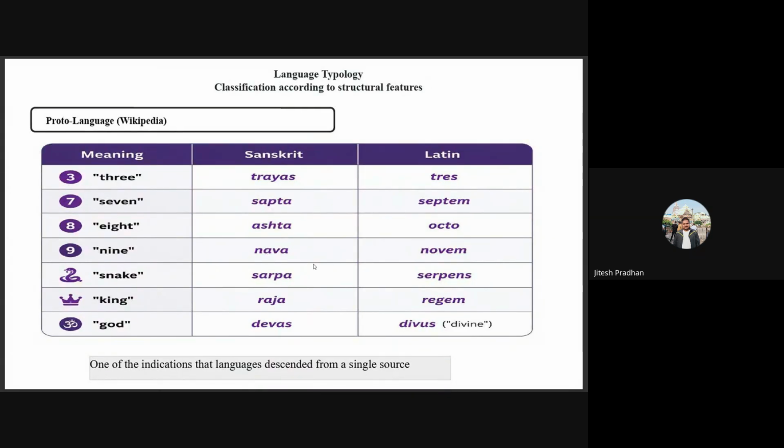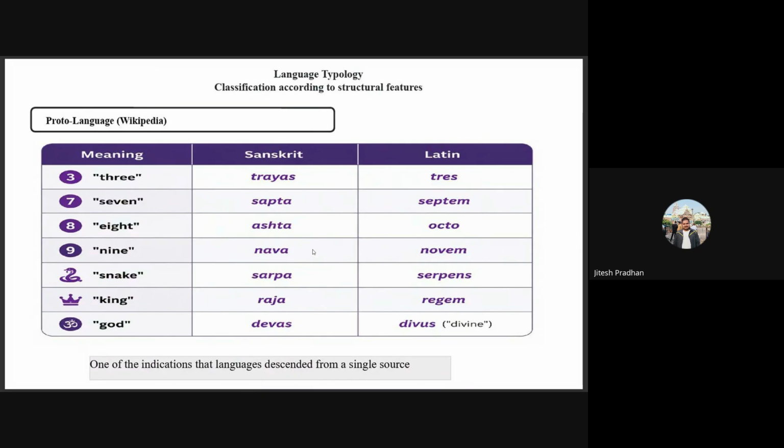It depends on the language rules. In the same way, seven is written as sapta in Sanskrit, and in Latin it is written as septem. King in English is king, in Hindi raja, and in Latin regem. These are common examples of topologies. Up to this point it is clear.